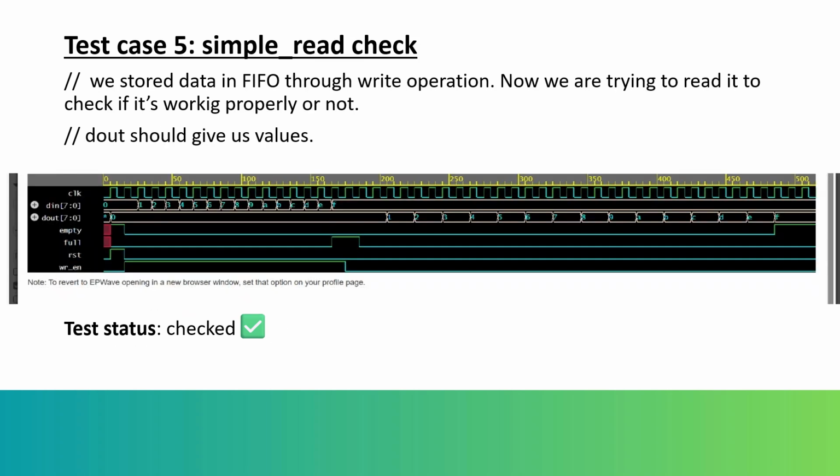Now we have to check our FIFO for simple read operation. The values we have already written in our FIFO, we have to check for the read operation, whether those values are coming properly as the D out signal. In these waveforms, we can clearly see that the values we have already written from 0 to 15, when we try to read them, come out as they are in the same sequence in our D out signal. So through this, we can say that our simple read operation is also working properly.